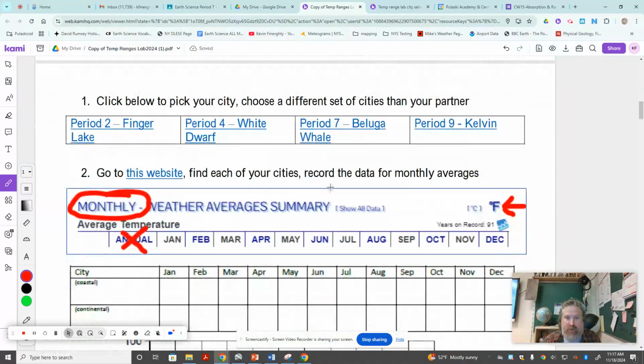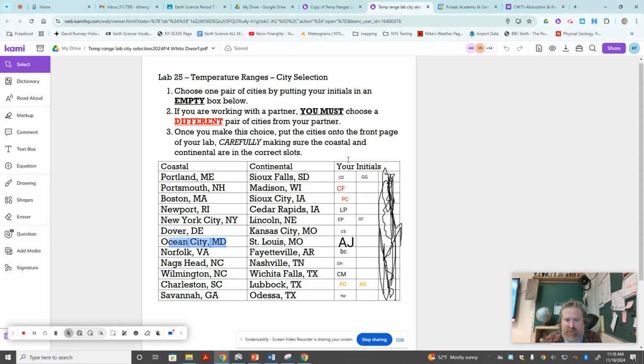So what's your job? You're going to click whichever period you belong with us. I know I forgot to change your name. I know you're not Beluga Whale and you're not Kelvin anymore. My bad. It's Hawaii Hotspot and Sandwich. But whatever. Click period 7 or period 9. You're going to get a sheet that looks like this, which has everybody's initials on it already, for the people that were here on Friday that did it.